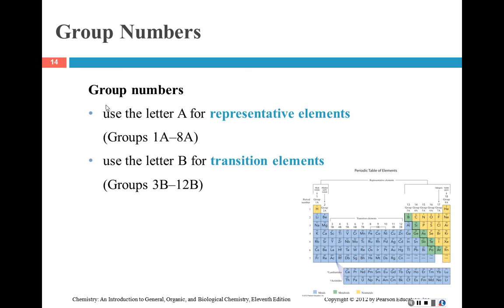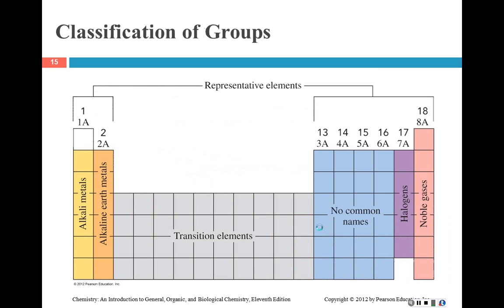So, in the group numbering, you use the letter A for what we call the representative elements, those that follow the rules really well, and those are groups 1A through 8A. The letter B, which is going to be this group in here, are called transition elements, and they go from 3B to 12B, and they have a little bit different way of reacting sometimes, and these include a lot of the metals that we know, like iron, manganese, chromium, titanium. These are the things that we've heard of as metals.